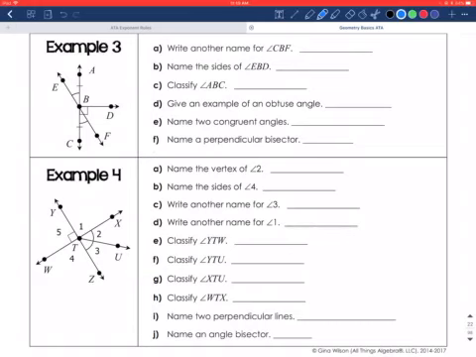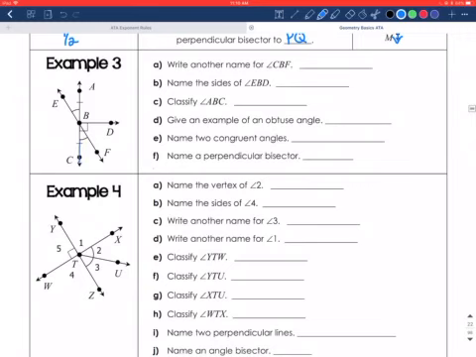So in example 3, we'll bring all this together to write another name for CBF. We cannot say angle B, because that angle B could be here, could be here, could be here, right? So we definitely cannot say angle B for this. We're going to go backwards and say angle FBC. That is another way to do it. To name the sides of EBD, you don't even need to look at the diagram. EB, BD, right? Because B, if it's in the middle, has to be the vertex. To classify ABC, that is a straight line, so that is a straight angle.